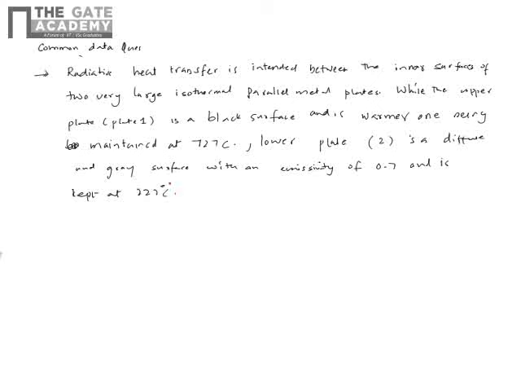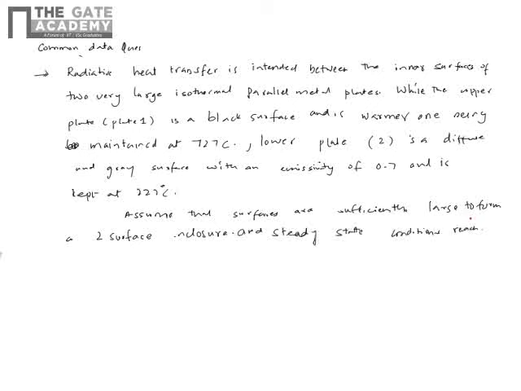227 degrees Celsius. Assume that the surfaces are sufficiently large to form a two surface enclosure, so basically it becomes a two surface enclosure, and steady state conditions are reached. The Stefan-Boltzmann constant sigma is 5.67 × 10^-8 W/m²K⁴.